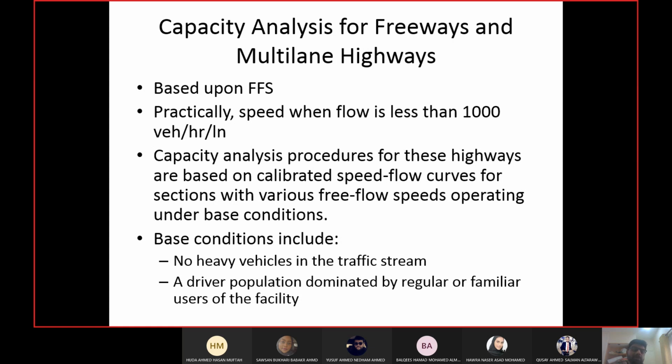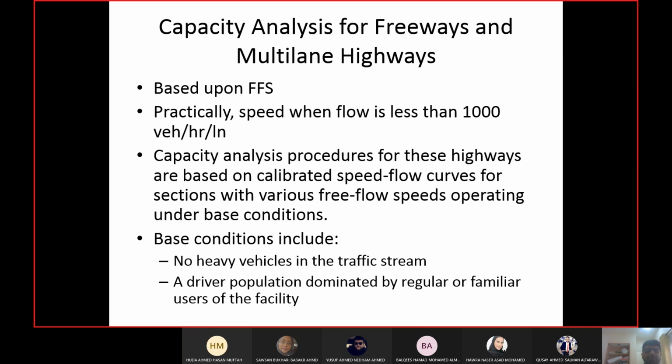So 2 base conditions. If you remember the capacities which I showed you in that table, they are given in passenger cars per hour per lane. And this is one of the ideal or the base conditions, that no heavy vehicles. Ideal or base means the same thing. Ideal condition, base condition means the same thing. So one of the ideal or the base conditions is that there are no heavy vehicles in the traffic stream. So values are in passenger cars per hour.